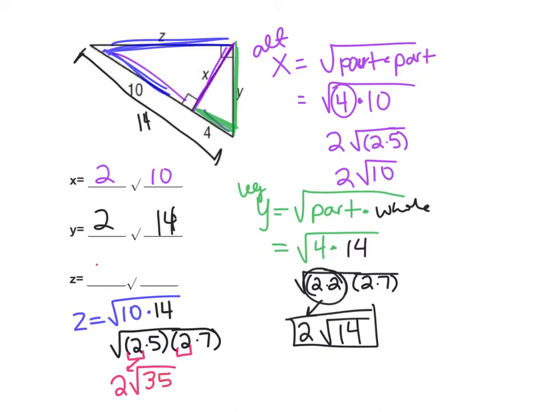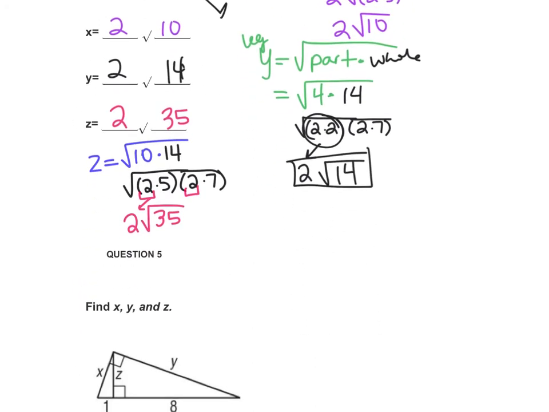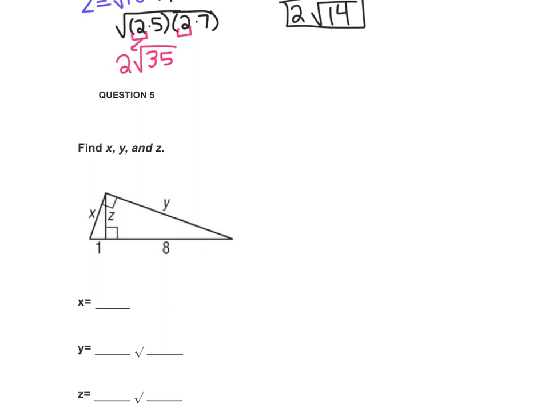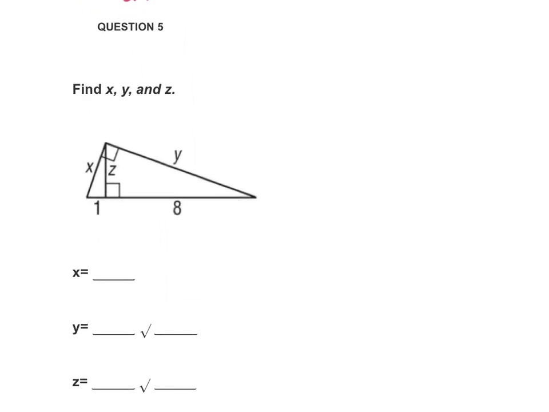35. Okay, so in the key, if it marked it incorrectly, I do apologize, but if you are putting in 2 square root of 35 for z, you were in fact correct. Okay, almost done, 2 more. So find x, y, and z again.